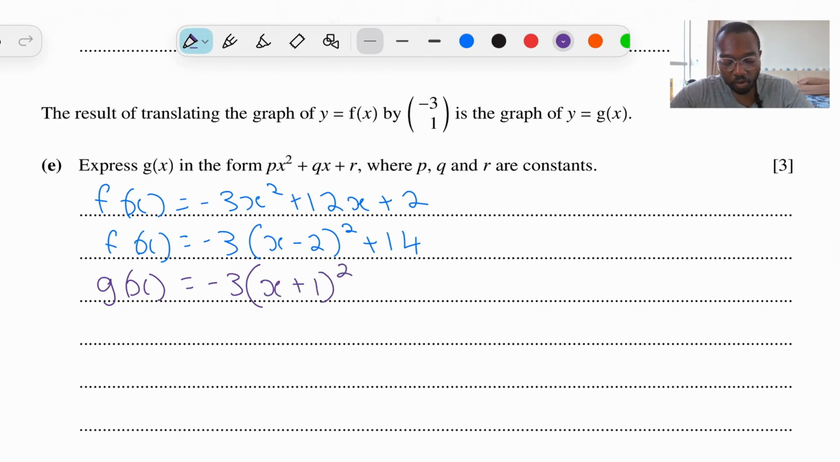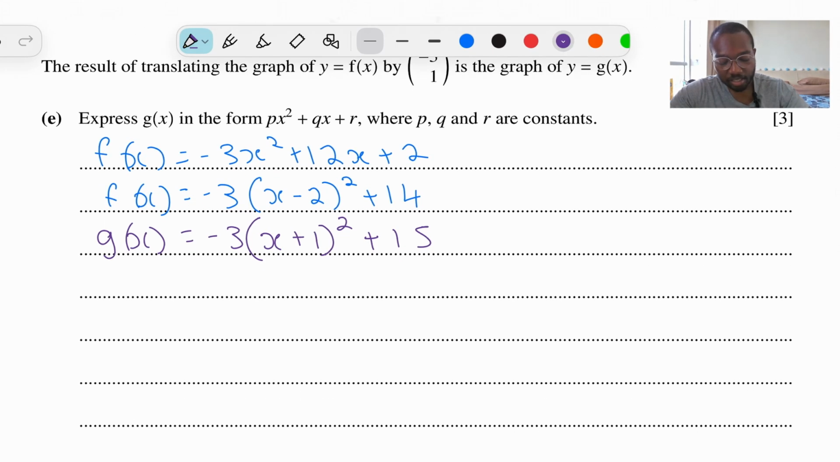And then for the next one, it's shifted up by 1 unit. So again, that 14, we need to plus 1 to that 14. So that would just be a plus 15. Now we want to write it in the form of px squared plus qx plus r. We just need to expand the brackets out and then simplify down.